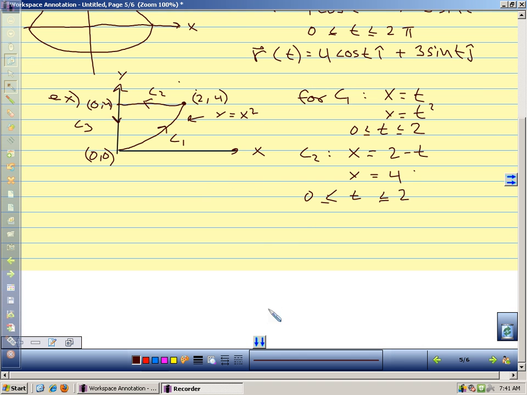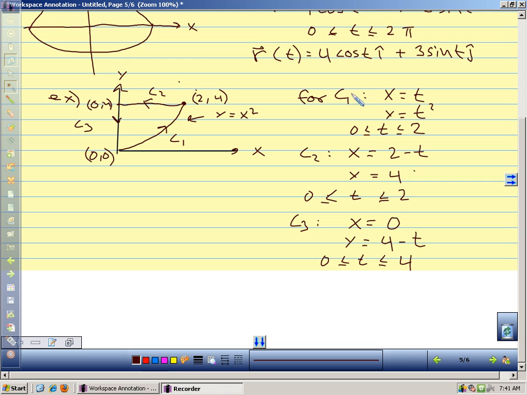And for our third curve, finally, what do we have, Danny? x equals 0, and y equals 4 minus t, for 0 less than or equal to t less than or equal to 4.